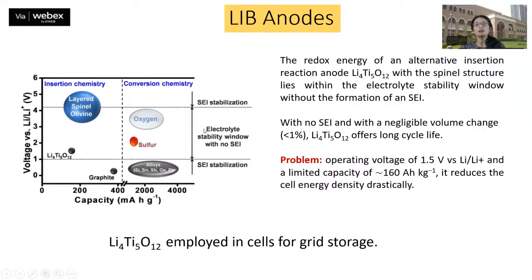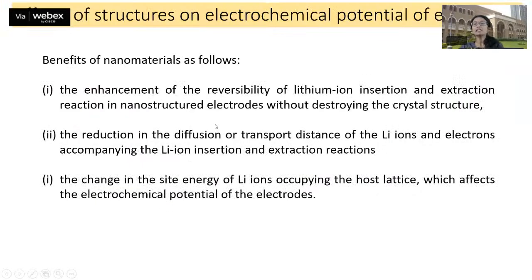So with this, we are completing the lithium anodes. These are the two main kinds of anodes: graphite and lithium titanate. Now we'll talk a little bit about the general structure, and the effect the structure has on different types of electrode materials. If we are moving to nanostructures or nanomaterials for the same electrode material, compared to bulk form, there are certain benefits associated with it.